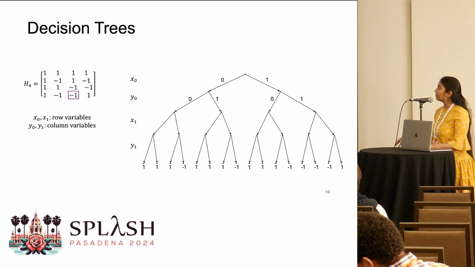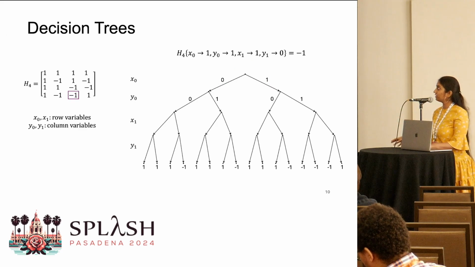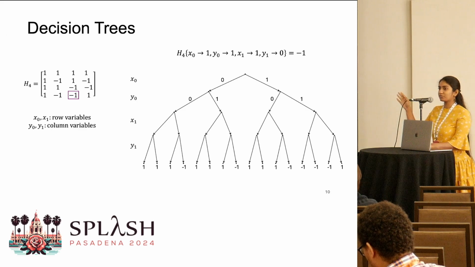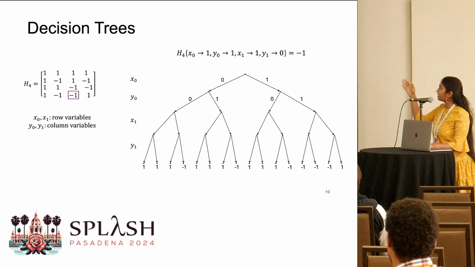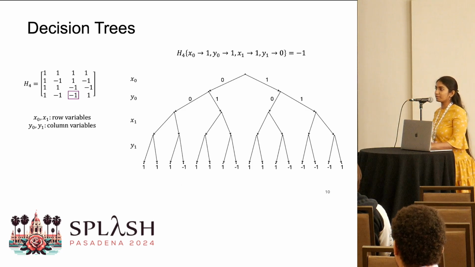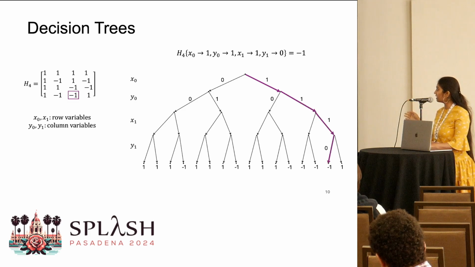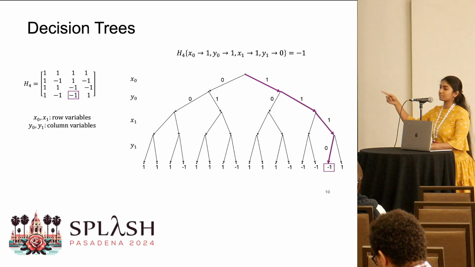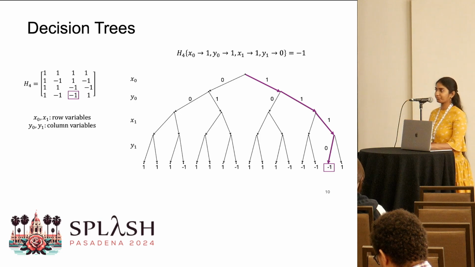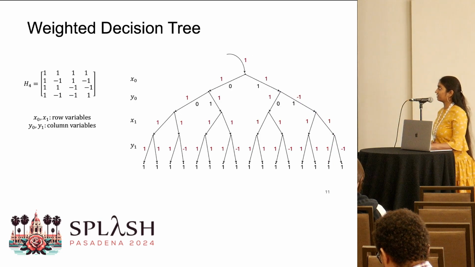Now, for one particular value of this function, the assignment would look like x0 equal to 1, y0 equal to 1, x1 equal to 1, and y1 equal to 0. You would traverse the path in this tree. You take the 1, 1, 1, 0, and you end up with -1, which is the value of this function for this assignment. This is the decision tree. It's a standard decision tree.